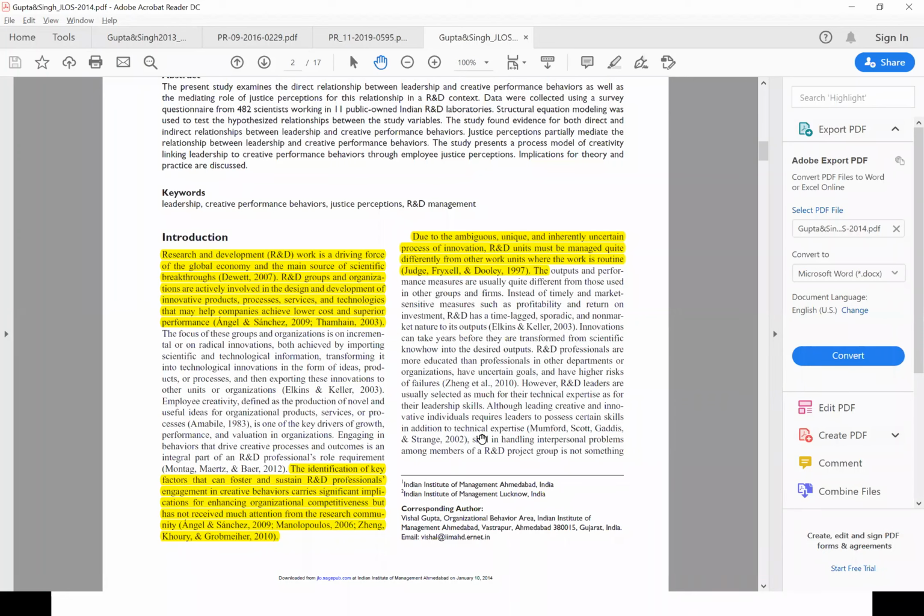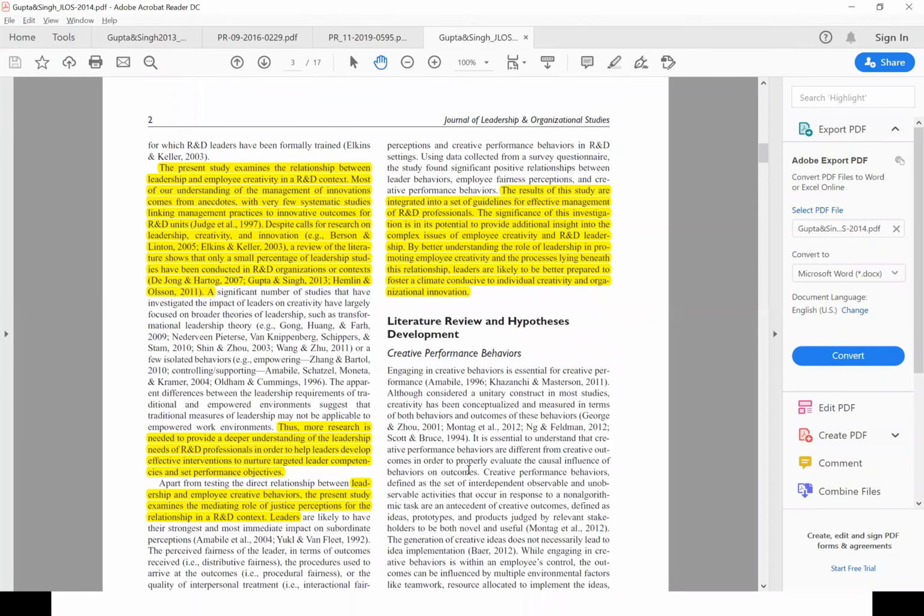Although leading creative and innovative individuals requires leaders to possess certain skills in addition to technical expertise, skill in handling interpersonal problems among members of an R&D project is not something for which R&D leaders have been formally trained. So I am again problematizing the whole thing. I am saying that R&D is a new context. R&D is an important context, but we do not know how R&D leaders impact employee creative behaviors in the context of R&D. So now, what am I doing here right now?